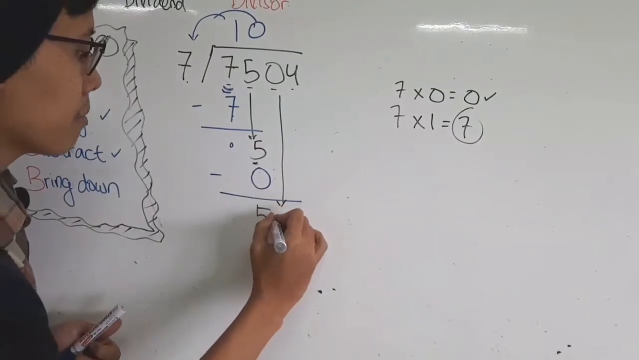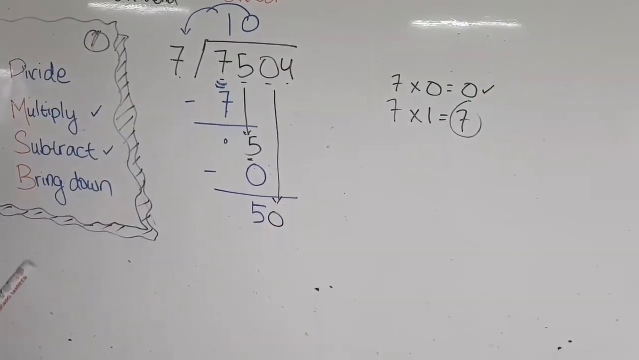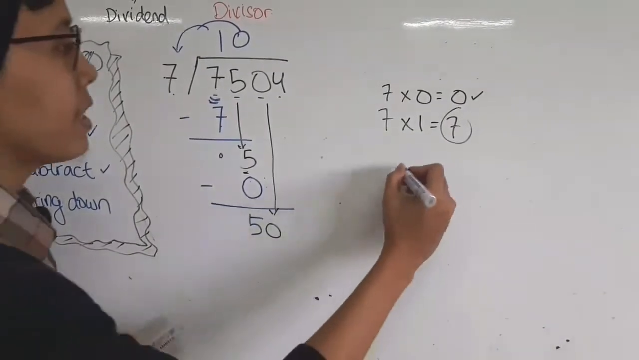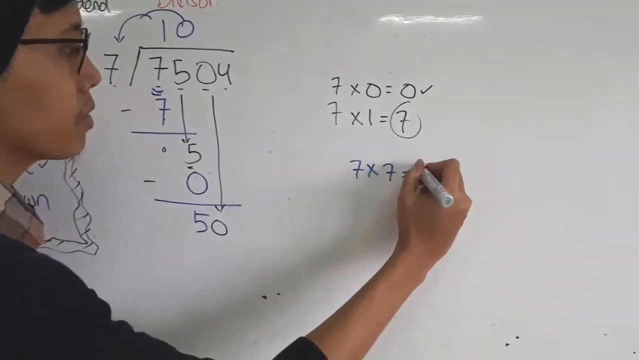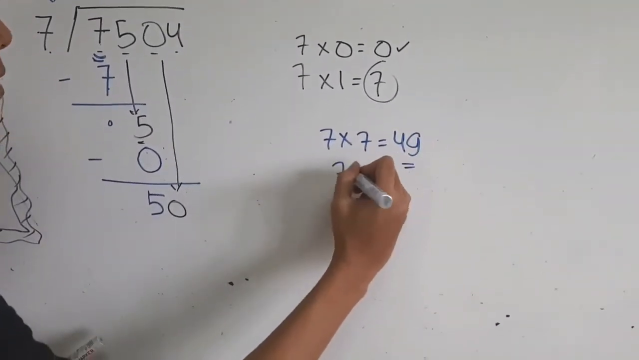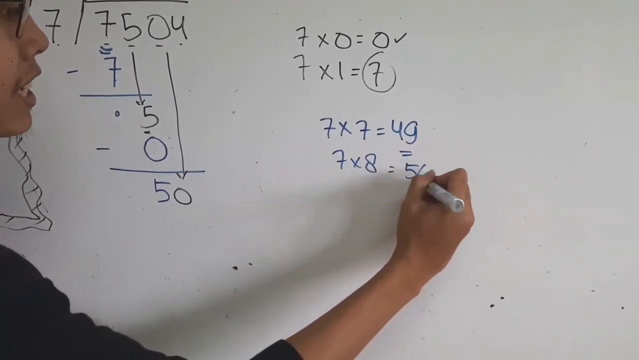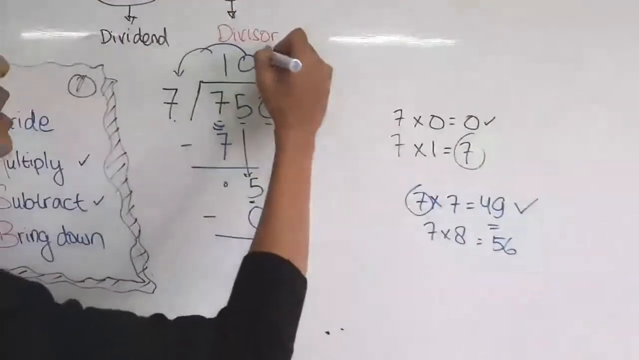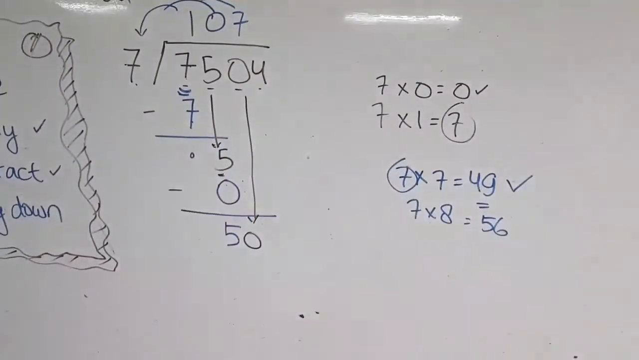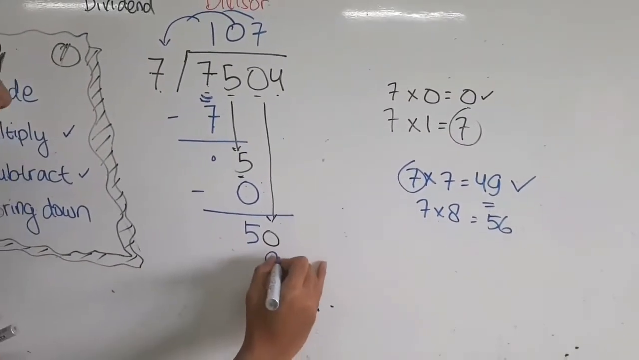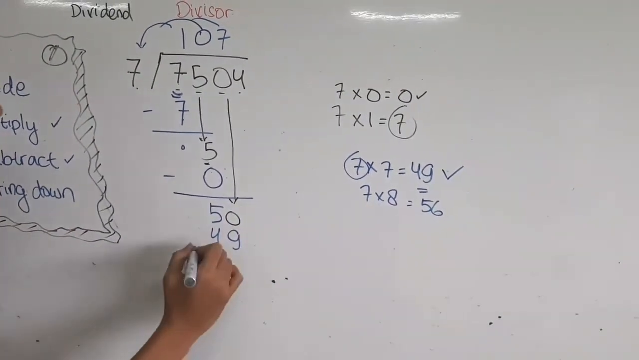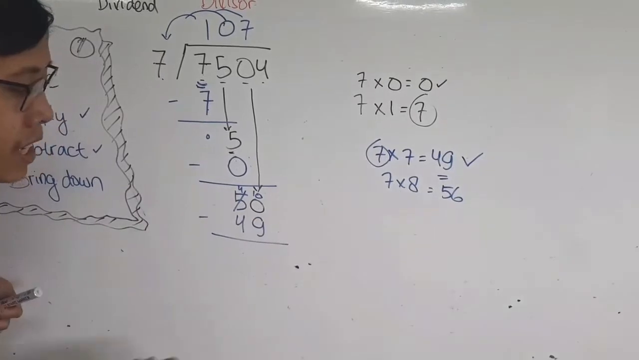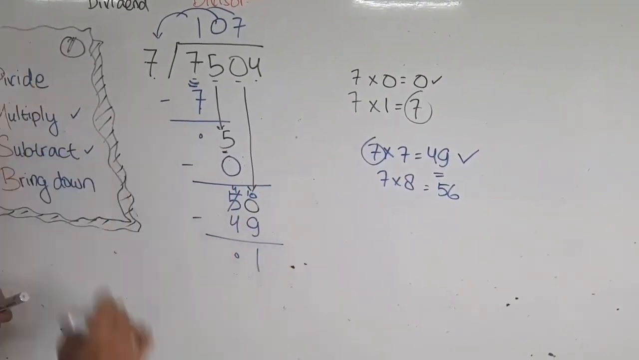So it becomes a new number which is 50. Now what times 7 to become 50 or close to 50? We know that 7 times 7 is equal to 49. And 7 times 8 is already 56. So that means let's use 7 times 7. We put the 7 on the quotient and we multiply 7 times 7, which is equal to 49. And then do the next step, which is subtraction. Let's subtract, regroup it. 10 minus 9 is equal to 1. Okay, 4 minus 4 is equal to 0.